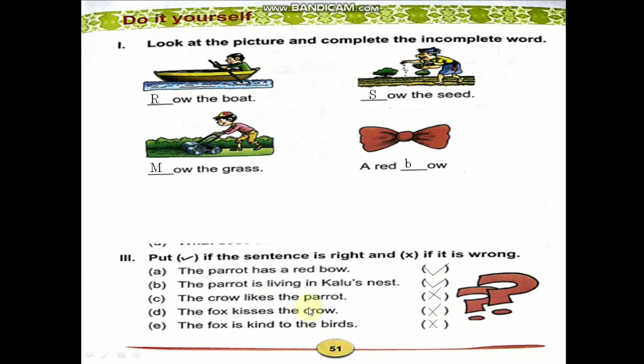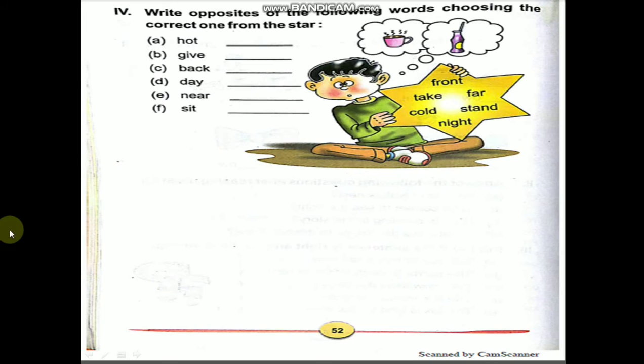The crow likes the parrot. Wrong. The fox kisses the crow. Wrong. The fox is kind to the birds. Wrong. Okay, children. Next Roman.